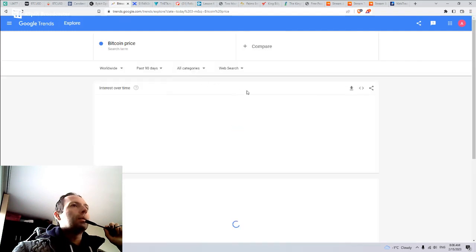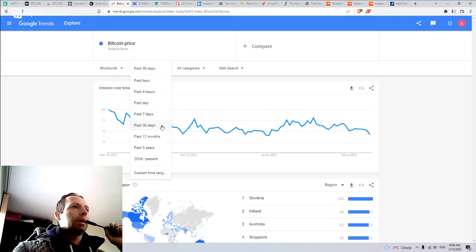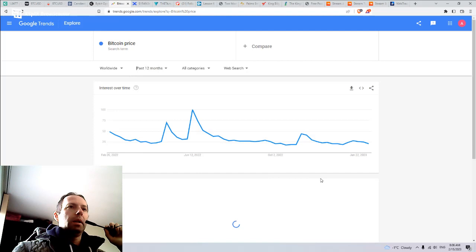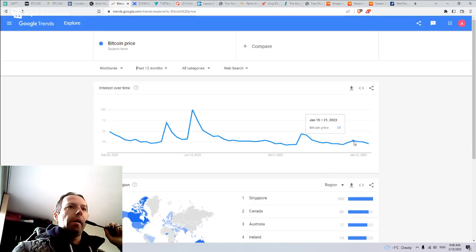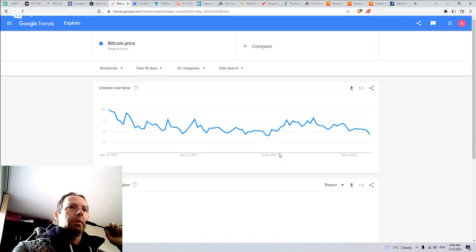Let's see our favorite indicator, the Google Trends Bitcoin price interest over time. It seems we are still bottoming here, so 2019, now it's 21. And maybe if we start going up on this, we will print the last wave to the downside, who knows. But currently I'm monitoring also this one.